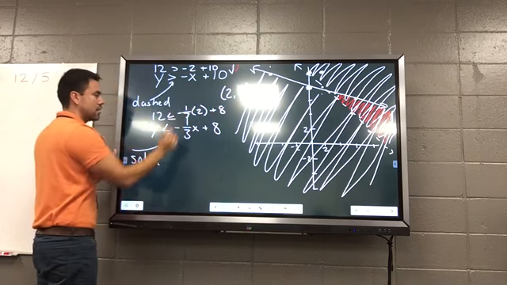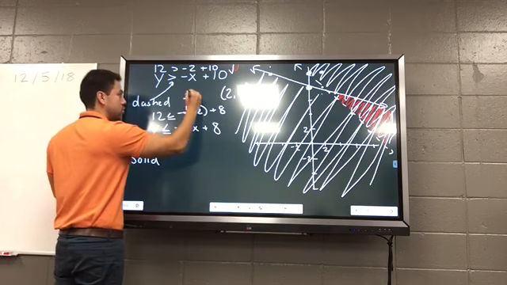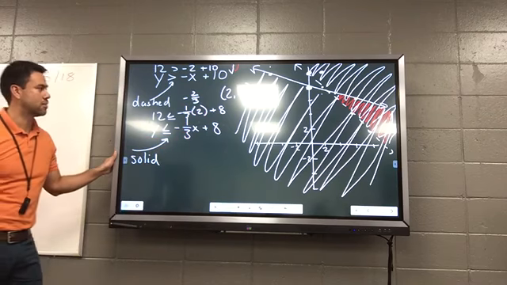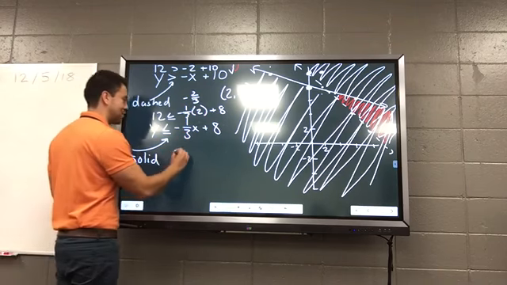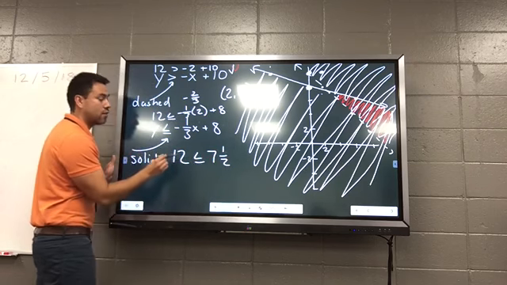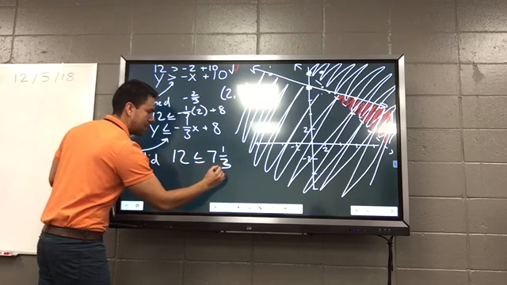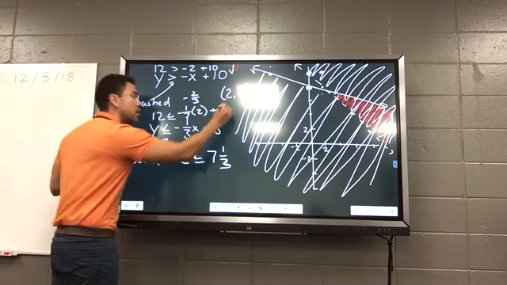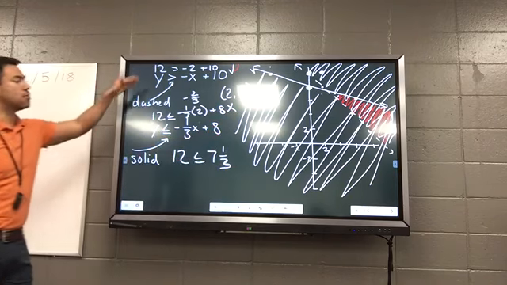What's negative 1/3 times 2? Negative 2/3. What's negative 2/3 plus 8? 7 1/3. All right, good. Is 12 less than or equal to 7 1/3? No. Why did it check on one but not the other?